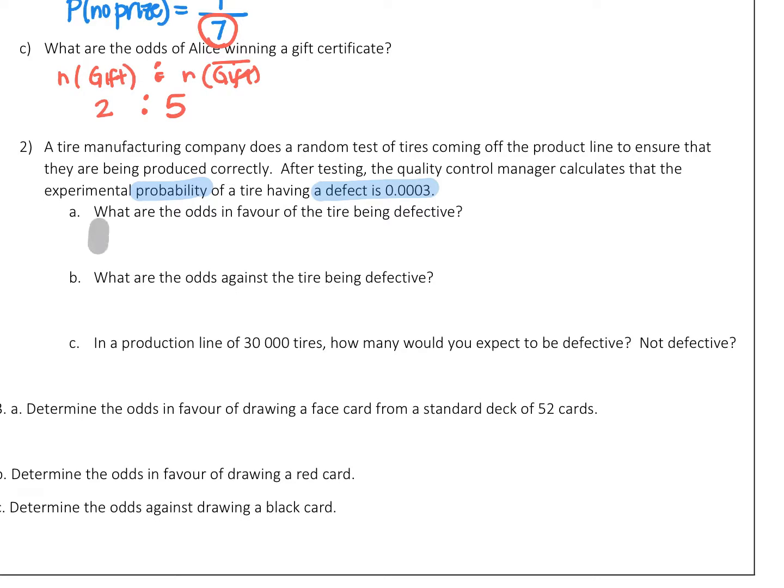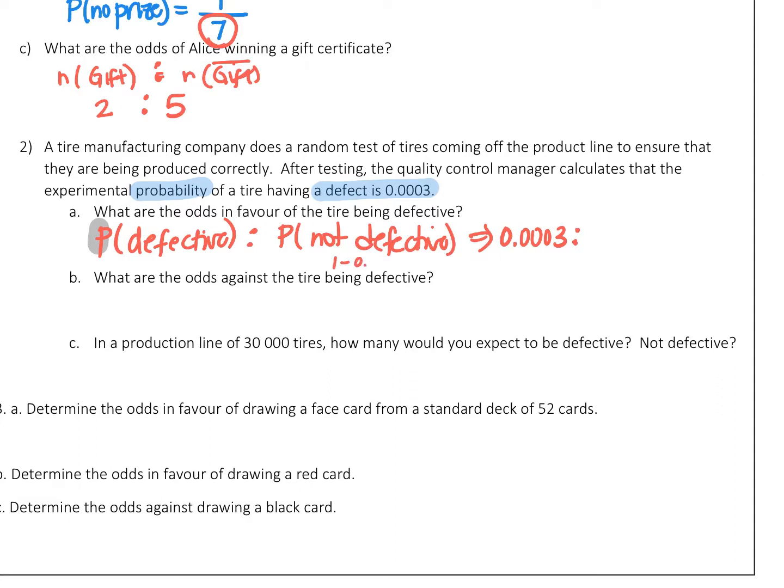So I want the probability that it is defective as a ratio to the probability that it is not defective. Okay, or we could have said defective with a line over top. So the probability that's defective, that's given in the question, is 0.0003. And remember that everything else would be not defective. So 1 subtract 0.0003 will give me my not defective. So this is going to be 0.9997.